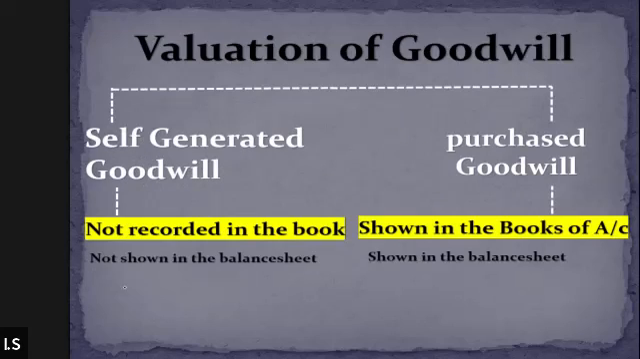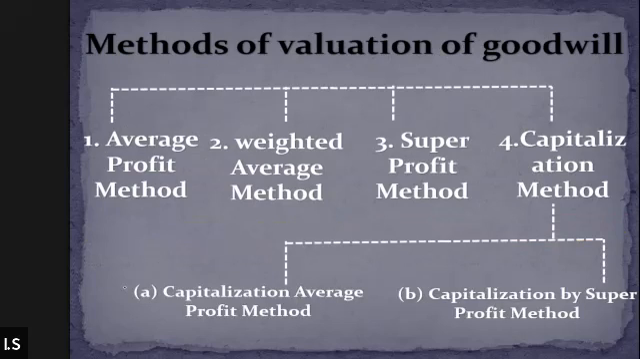Now, as per our syllabus, we have two types of Goodwill: purchase Goodwill and self-generated Goodwill. The treatment for the purchase and self-generated Goodwill is different in both the cases, right? But in this particular topic, we'll only be focused upon the self-generated Goodwill. We won't be talking about the purchase Goodwill. In this topic, we will be talking about how we value the Goodwill, how we calculate the self-generated Goodwill. Okay.